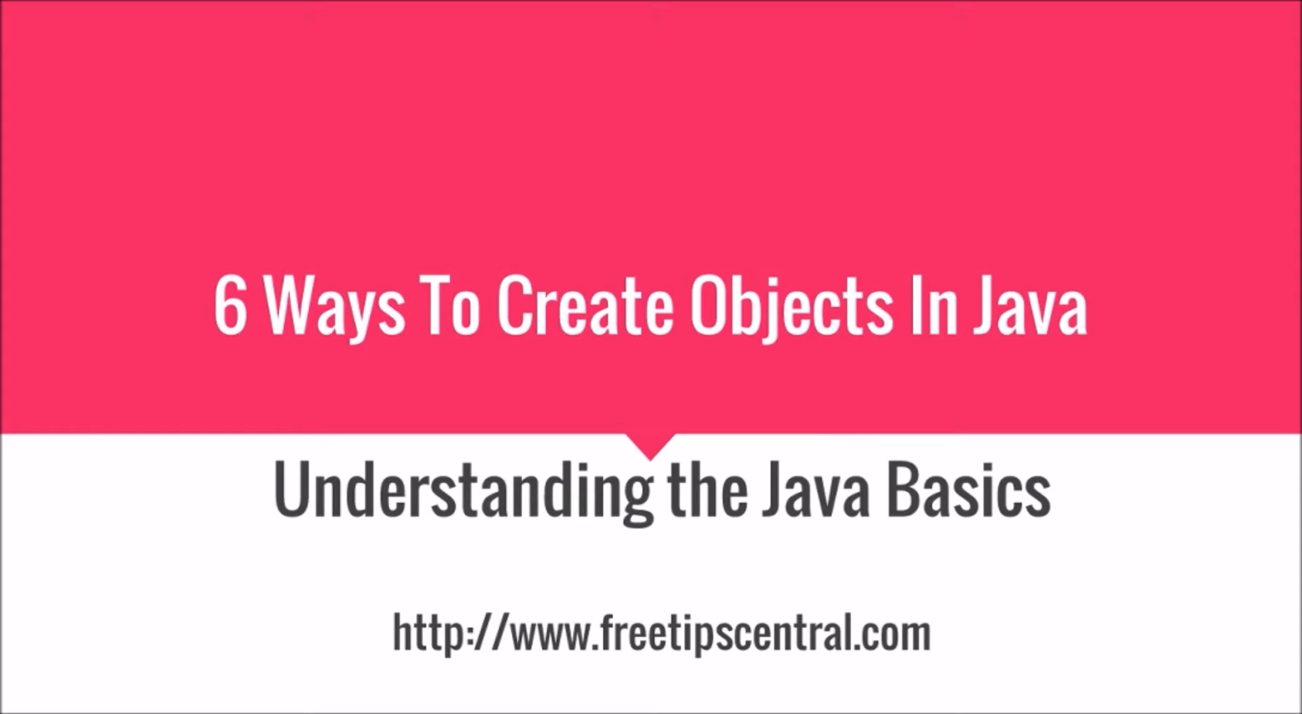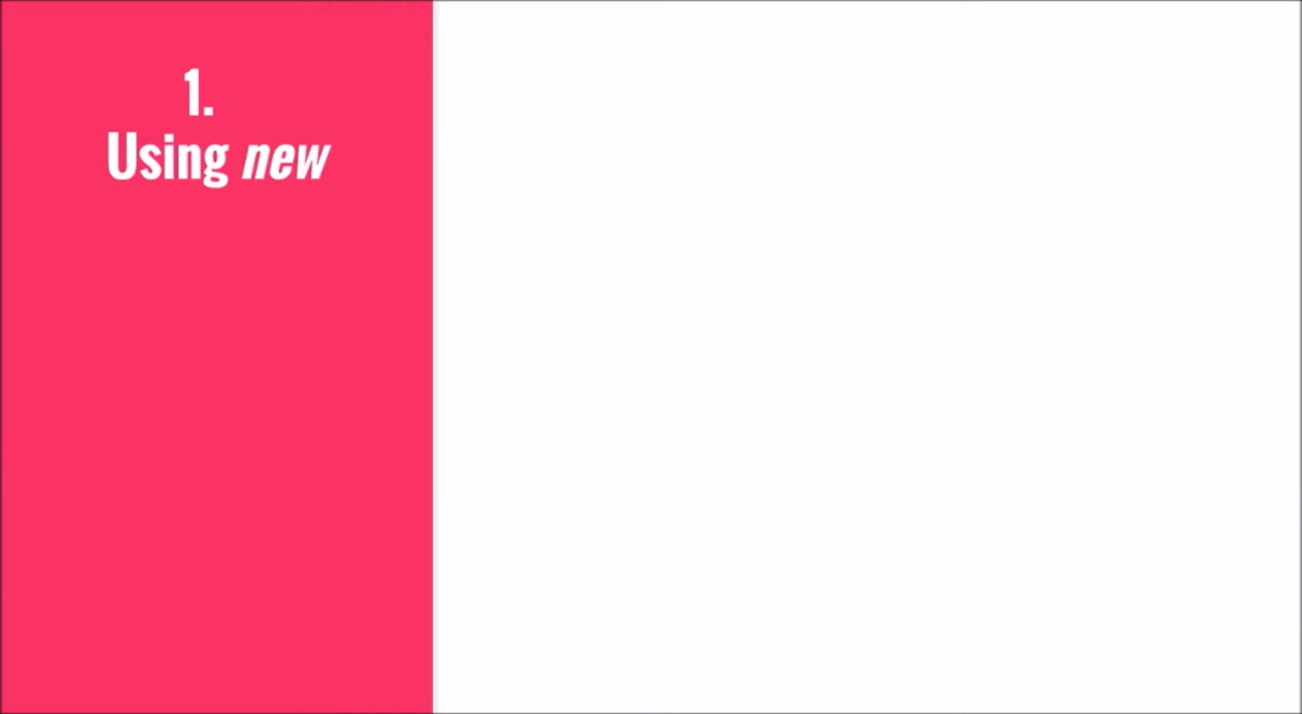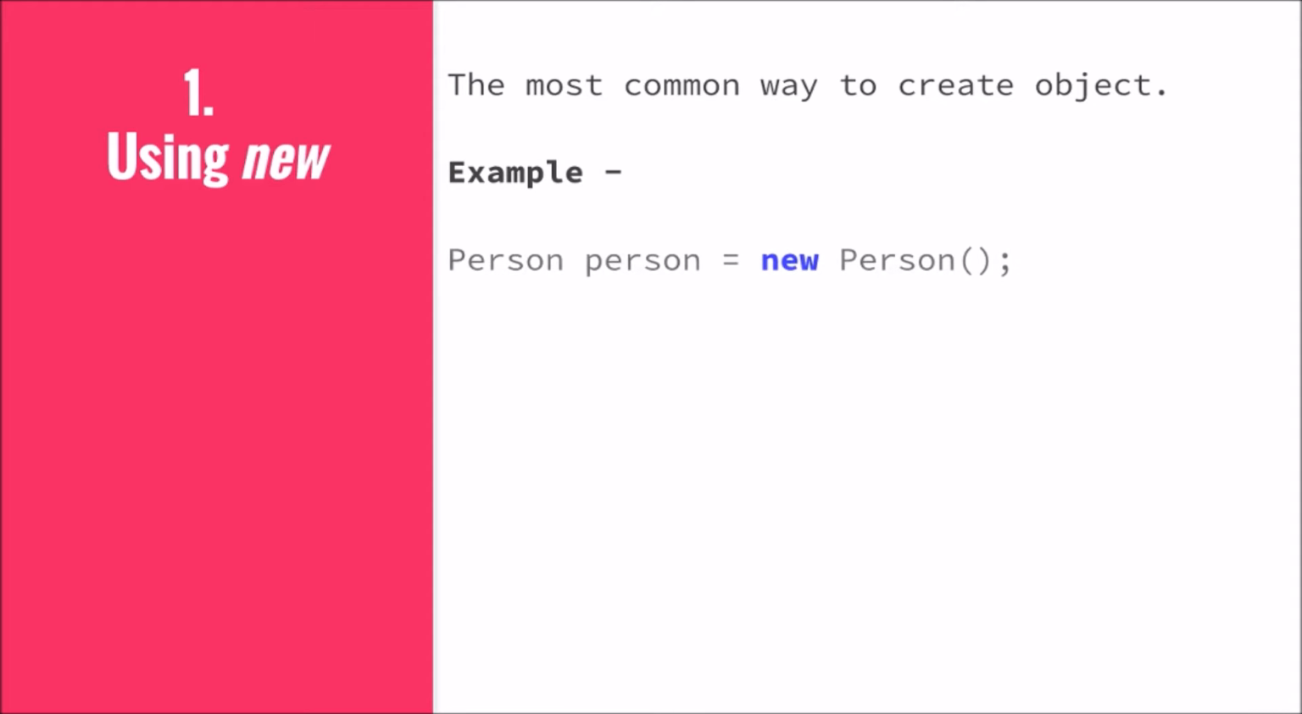So let's start. The first way is using the new operator. This is the most common way to create objects in Java. So here is an example. We are saying person equals new Person. This is a very common way and almost everybody is familiar with this. In fact, if you write a very simple program, the first program in which you create any object, this is the way you're going to use, right?